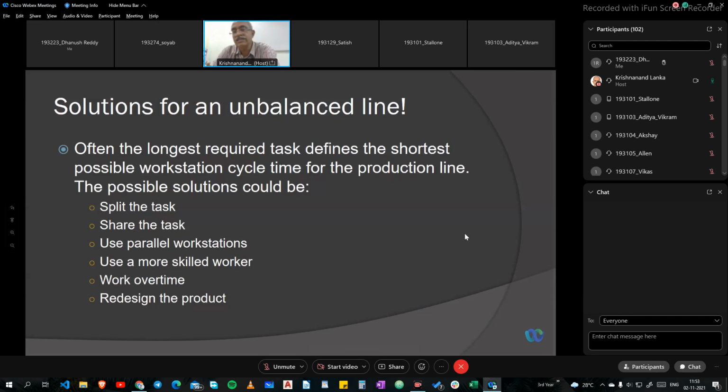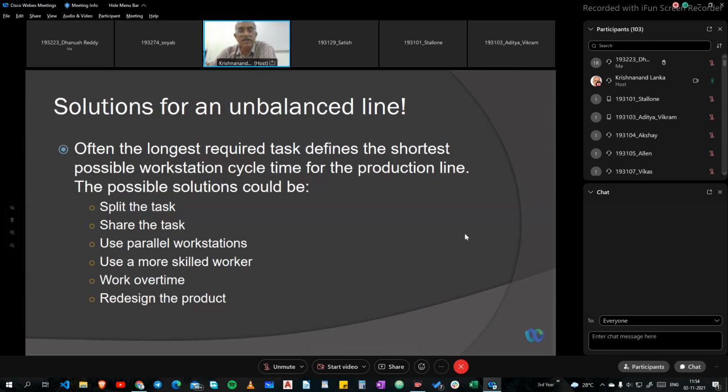Then share the task. That means pass on certain minor things to another workstation. Then use parallel workstations. So you put 2 workers, two people working simultaneously on the same task, so that you can quicken the task. And use a more skilled worker. There are certain people who are very, very efficient. Some people work very fast. So select a worker who can do that, and then work overtime.